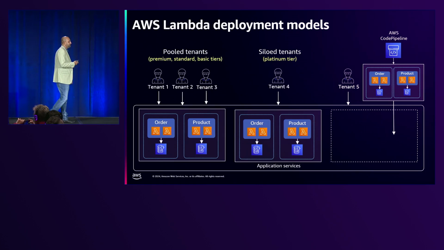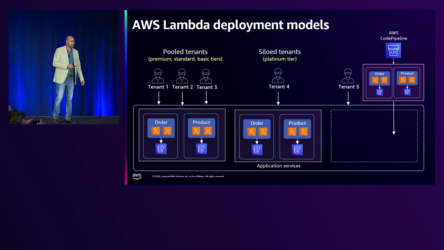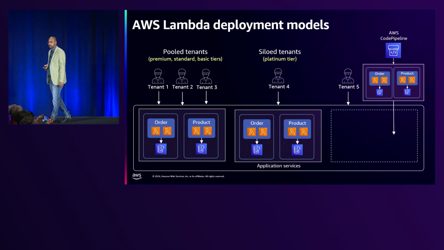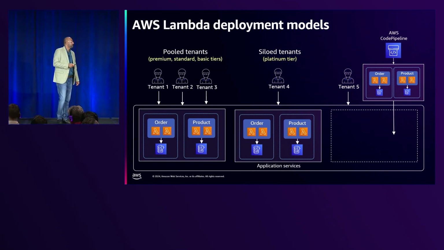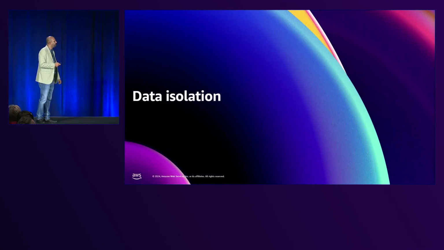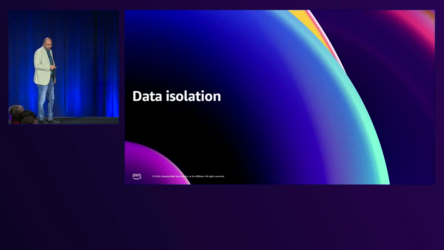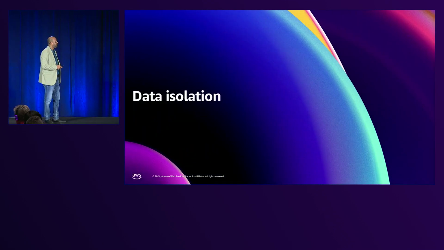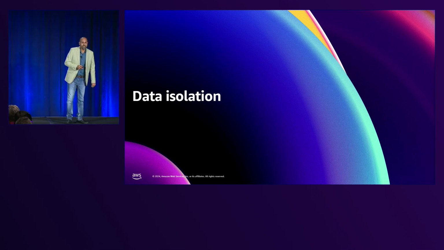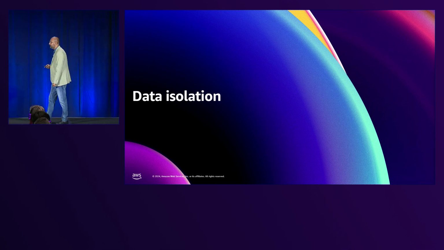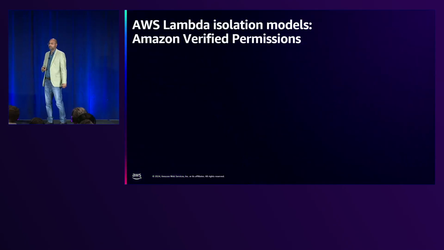And last but not least, you can have a CI/CD pipeline to deploy all of these Lambda-based architectural components. So now let's talk about data isolation. Before even talking about the architectural considerations for data isolation, let's just have a look at how traditionally data isolation is done.